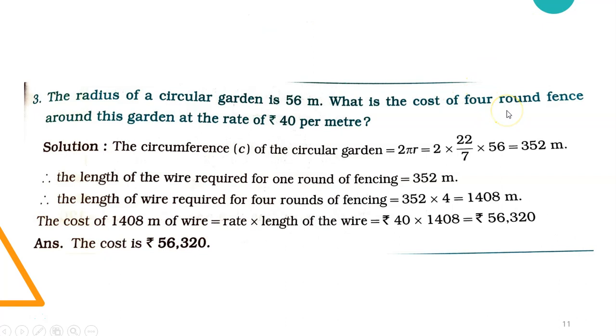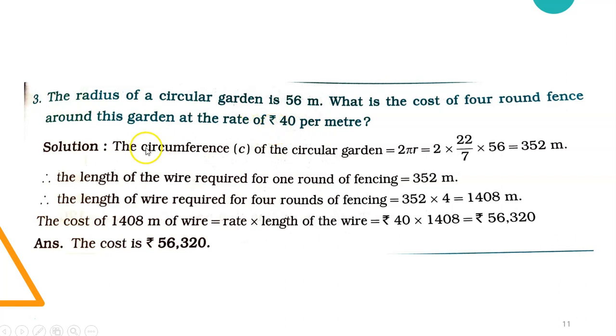4. So we need to multiply that circumference by 4 and then for each meter the cost, the rate, is given. So again we need to multiply that by the rate per meter. So we will get the entire cost.